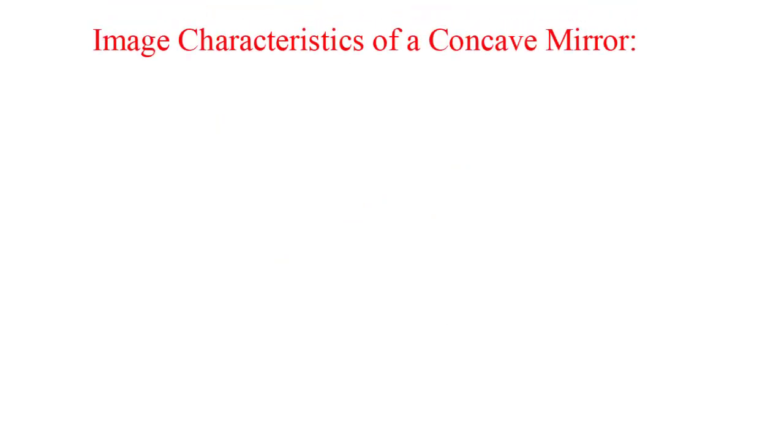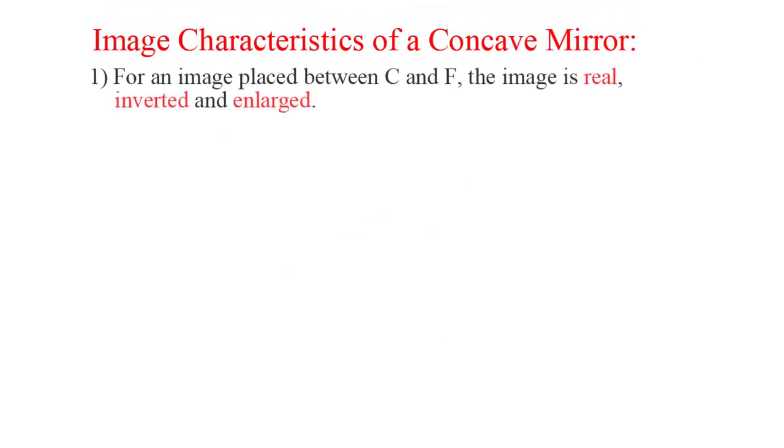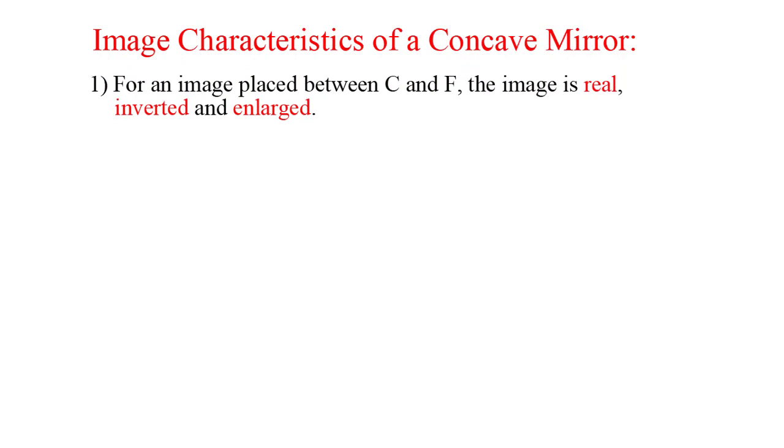Image characteristics of a concave mirror. Number one, the first case: for an object placed between the center of curvature C and the focal point F, the image is real, inverted, and enlarged. So if this is the principal axis, this is C and F.